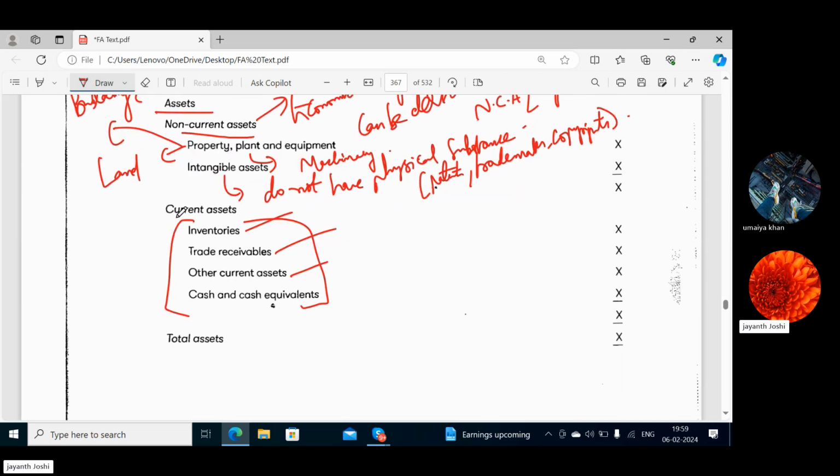Then short-term investments. Then you have cash and cash equivalents. This cash is nothing but the cash in hand or bank what you have, and cash equivalents is of course the marketable securities or short-term investments.